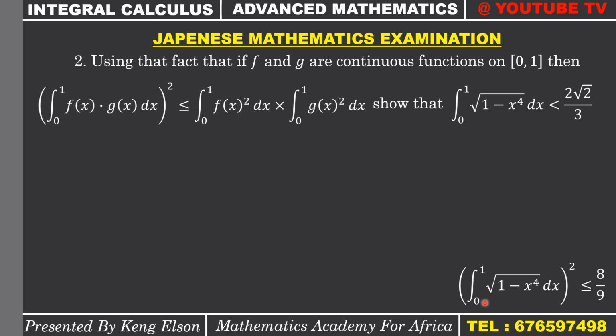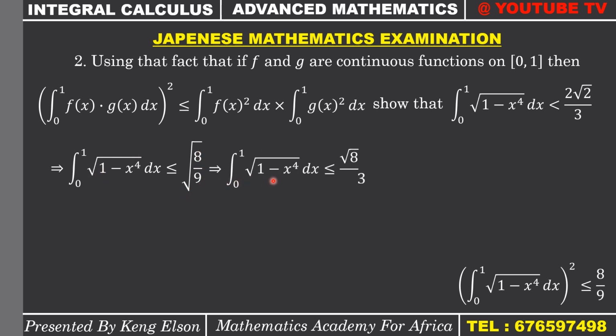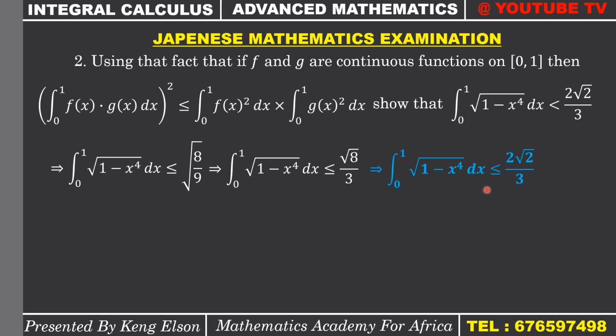Okay, so having that the integral from 0 to 1 of the square root of 1 minus x to the power 4 dx, all squared, is less than or equal to 8 over 9, we can take the square root on both sides, and since this integral here is positive, we just take the positive square root. It means that this integral here is less than or equal to the square root of 8 divided by 9. Now the square root of 8 is the same as 2 times the square root of 2, and the square root of 9 is equal to 3. So we have proven that this is true.